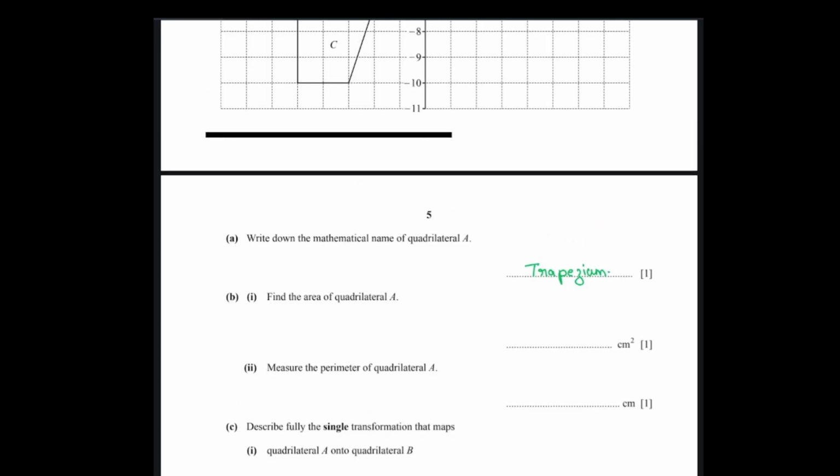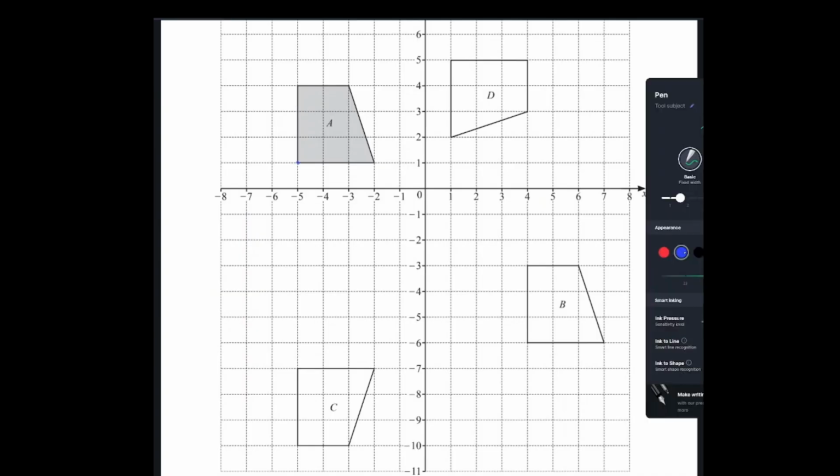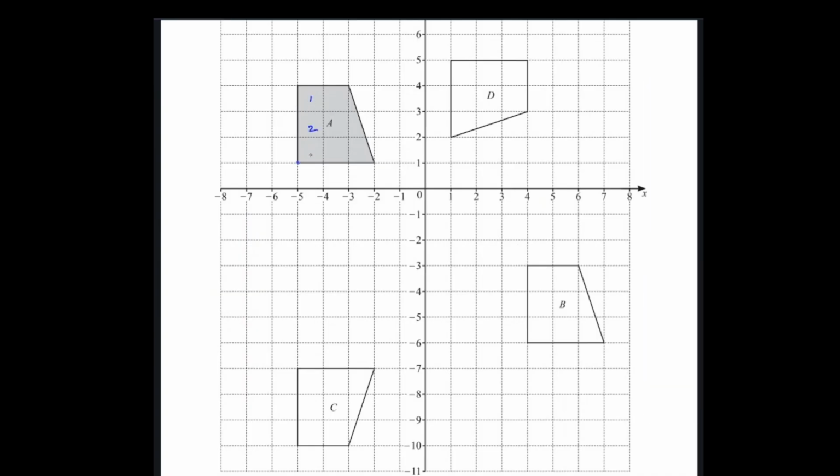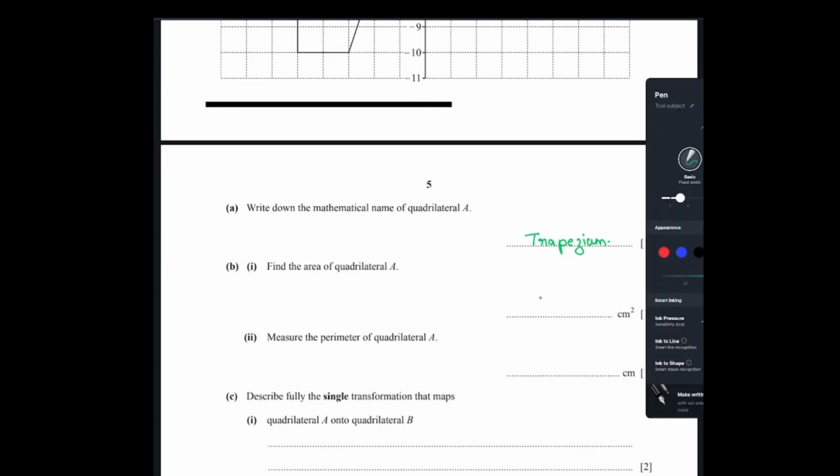You need to learn the shape quadrilateral names. Then question B, find the area of quadrilateral A. To find the area, you need to count the squares here. So find the number of squares. How many are there? 1, 2, 3, 4, 5, 6. Then this is 7 because this small part is here, which is half of the square. We can't take it completely. So that means it is 7 and a half, 7.5 you can write. 7.5 what? Centimeter square, because it is on the centimeter square grid.